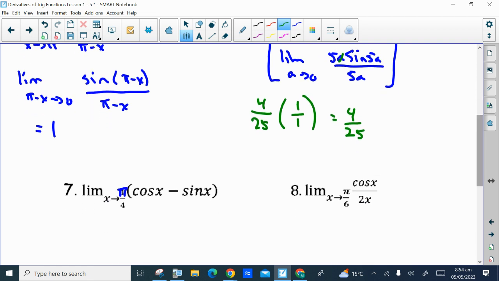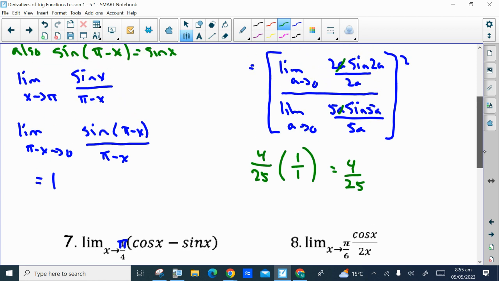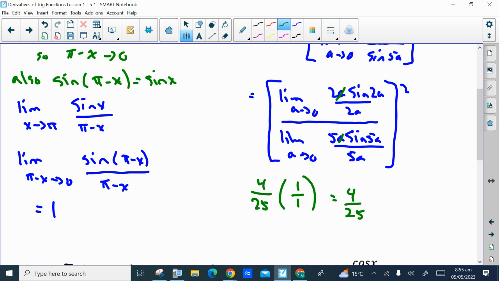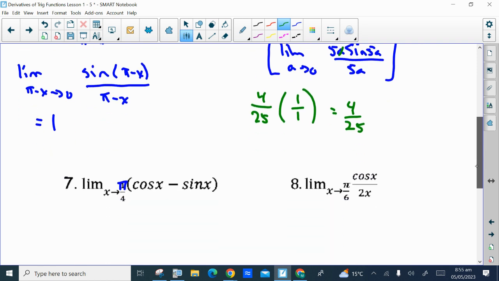And incidentally, you can always check to make sure your answer is reasonable. You can take the original expression and choose values of a getting closer and closer to 0, to see if the answer you get is approaching 4 over 25. Because you square the 2 and the 5. Before you take it out in front as a coefficient, it's got to be squared first.